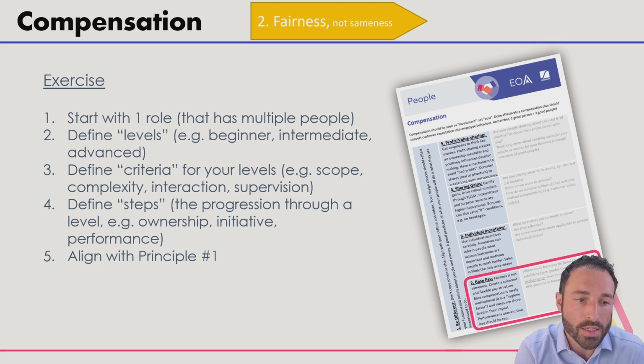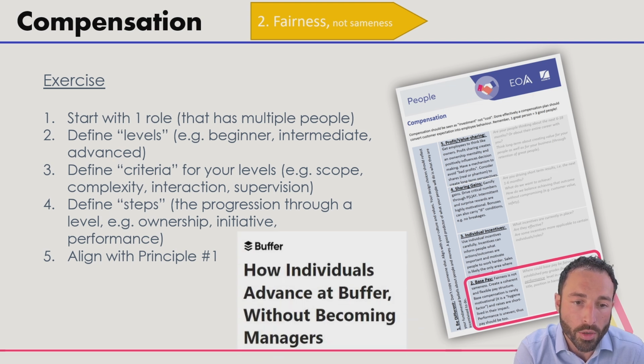And whilst you're doing this, align it with your notes from Principle 1, align it with your culture and strategy, and all of the steps in this compensation exercise will be aligned with that first piece about culture and strategy. There is a really good blog post online from Buffer.